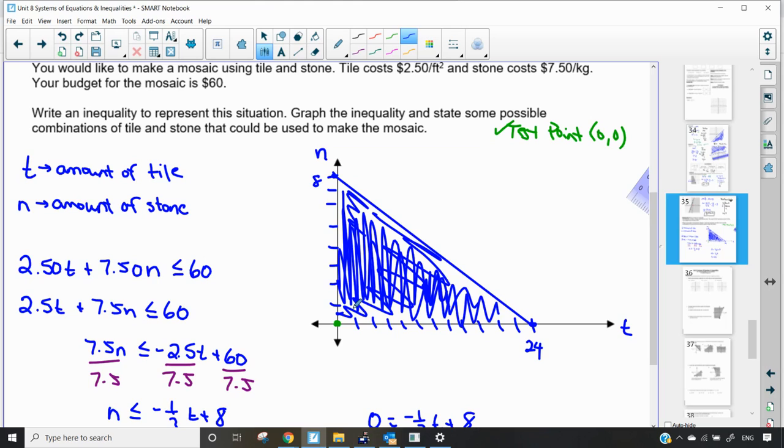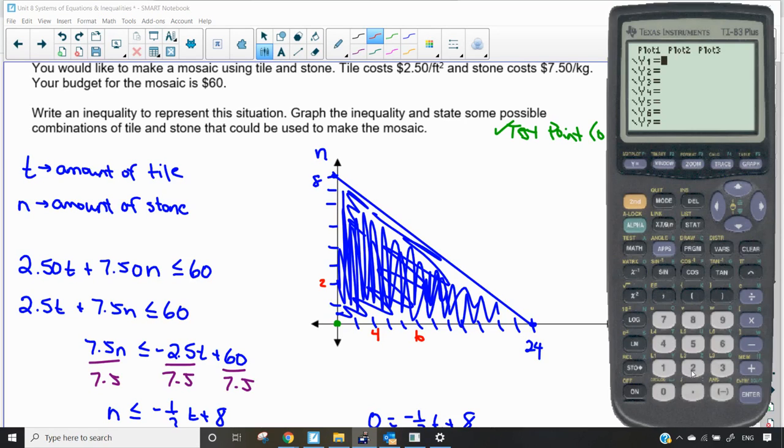Now in the question, we're asked to state some possible combinations of tile and stone that could be used to make this mosaic. So any coordinates that fall within the shaded region would be solutions. So I went up by 2s here, so I might have 4 tiles and 2 stones. Or I could have 2, 4, 6, 8, 10. I could have 10 tiles and 3 stones would work. So any values that fall within the shaded region would be valid solutions, except I wouldn't pick decimals because I can't go and buy like 1.25 tiles.